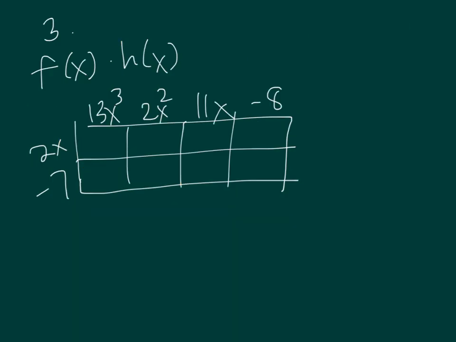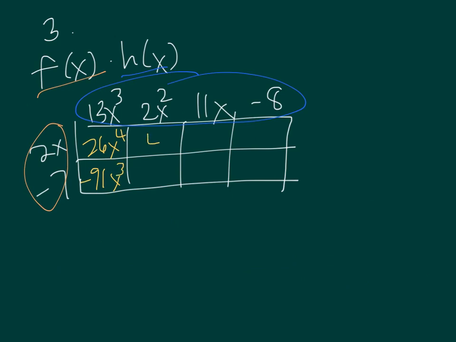Okay, we've got one more. So number 3, really similar to what we just did before. We just have different numbers now. So f of x is here, and h of x is here. So we're just going to multiply through and then add our like terms together. See if I'll go back to yellow, it's easy to see. All right, so 26x to the 4th, negative 91x cubed, 4x cubed, negative 14x squared, 22x squared, negative 77x, negative 16x, and a positive 56.